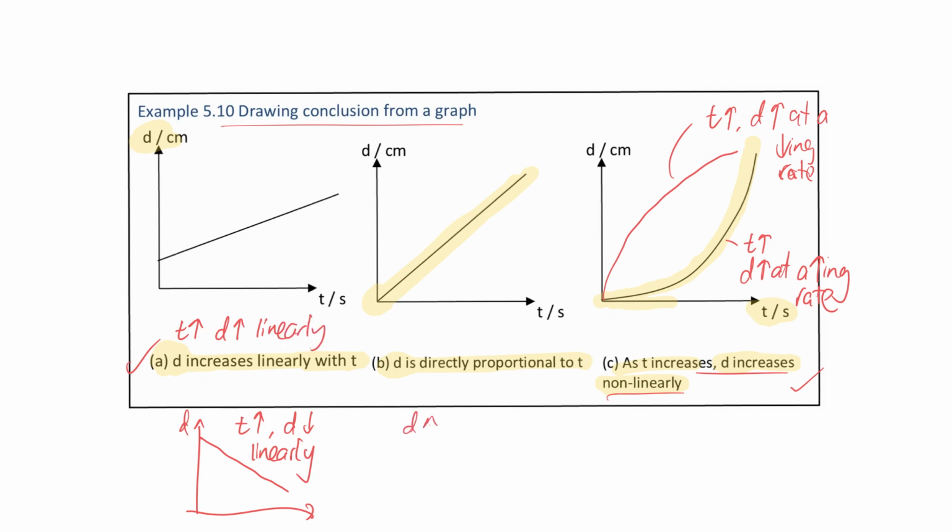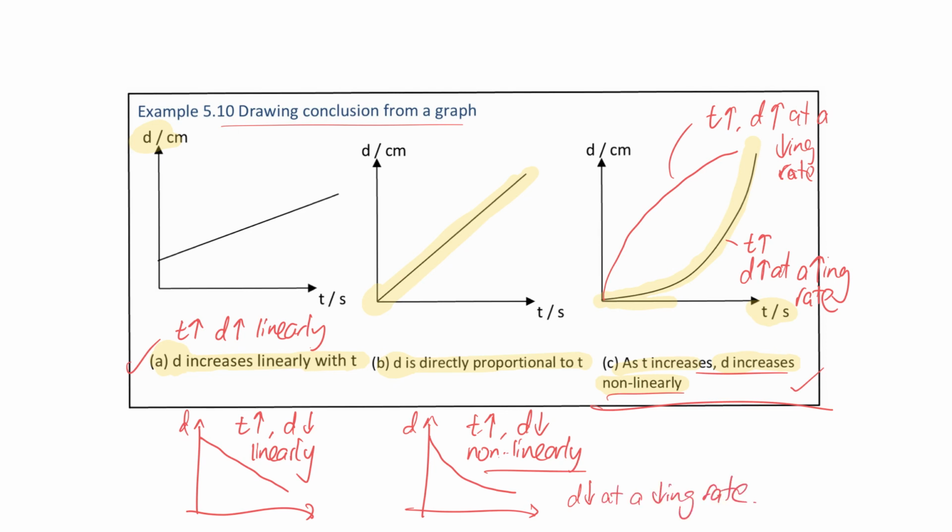And how about if the graph is a negative gradient but is curved this way? Following this format, I can just say that as T increases, D decreases non-linearly. But this will be sufficient. If you want to make it more specific, you can say that as T increases, D decreases at a decreasing rate. So I hope you get the idea.